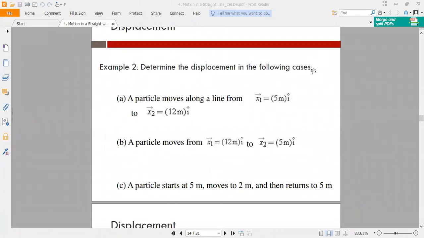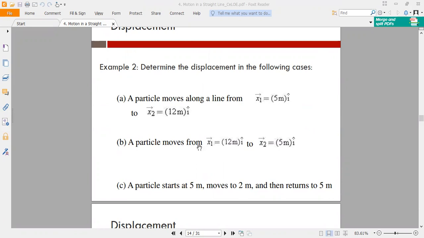Yeah, this is the example. I think it's quite easy. So for example, a particle moves along a line from x1 = 5 meter i. So don't forget about the i sign. This is the unit vector. That means the object is moved in the x-axis and it moves to x2, this is 12 meter. So the displacement is, yeah, it's really easy. 12 minus 5 is 7.